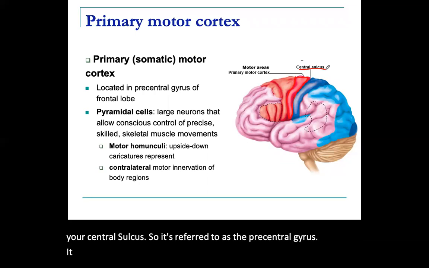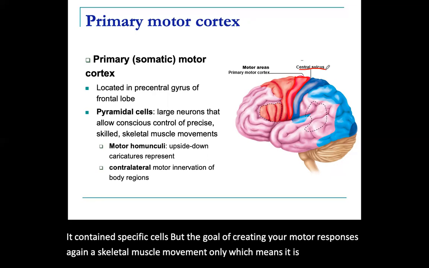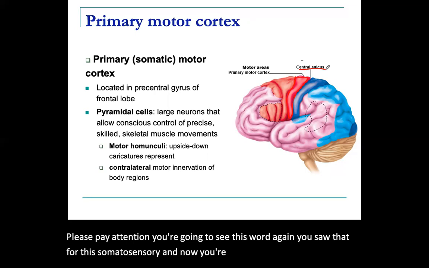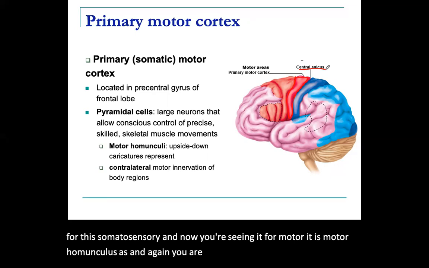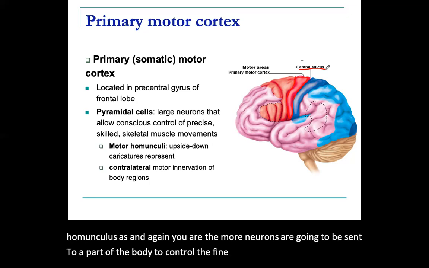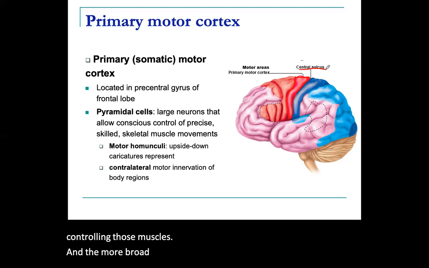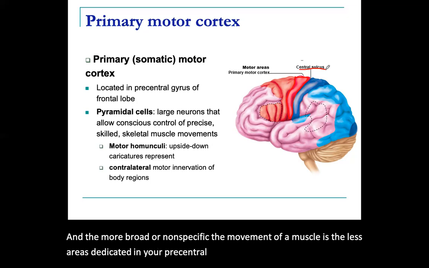It contains specific cells with the goal of creating your motor responses. Again, skeletal muscle movement only, which means it is voluntary control. Please pay attention, you're going to see this word again. You saw it for the somatosensory, and now you're seeing it for motor. It is the motor homunculus. The more neurons that are sent to a part of the body to control fine movement of the muscle, the larger the part of the brain or motor area that needs to be dedicated to controlling those muscles. And the more broad or non-specific the movement of a muscle is, the less area is dedicated in your precentral gyrus to monitor the movement of that muscle.